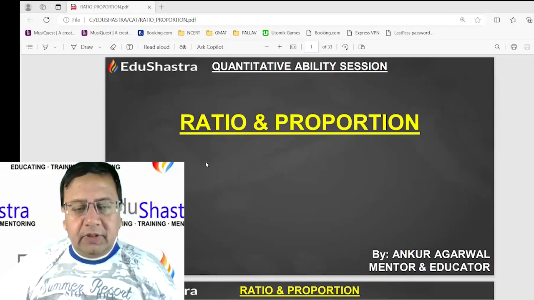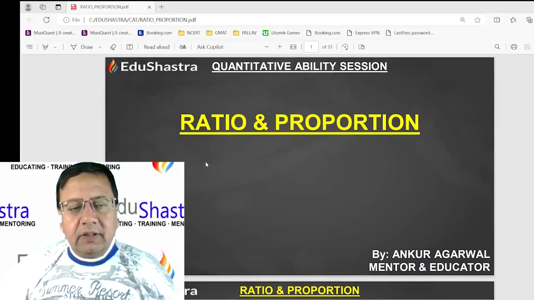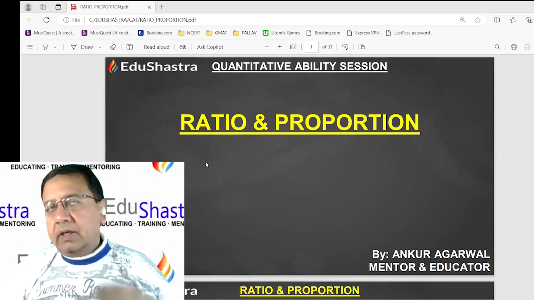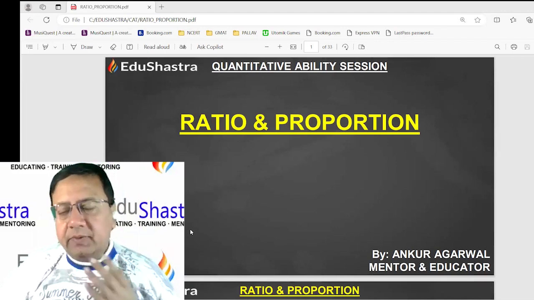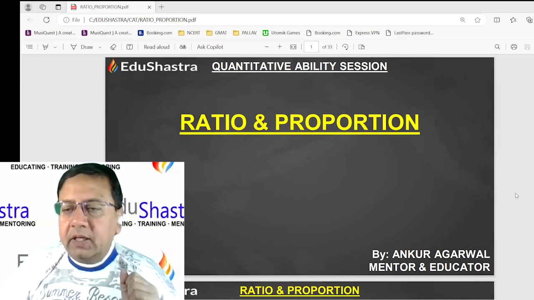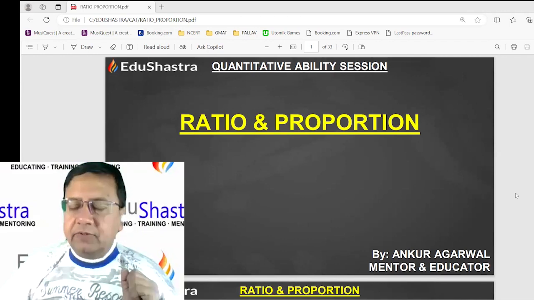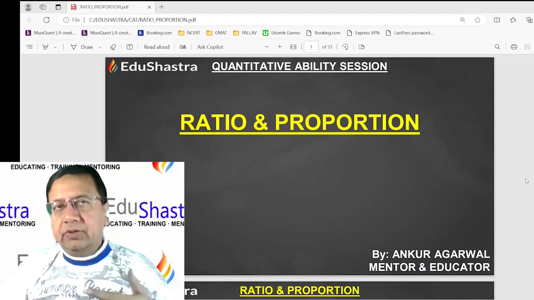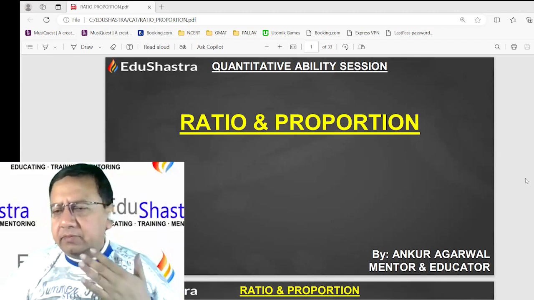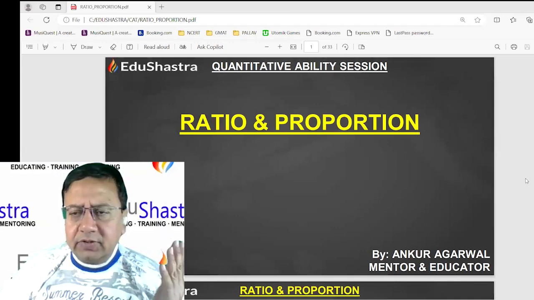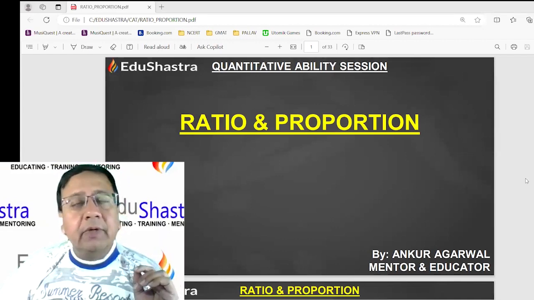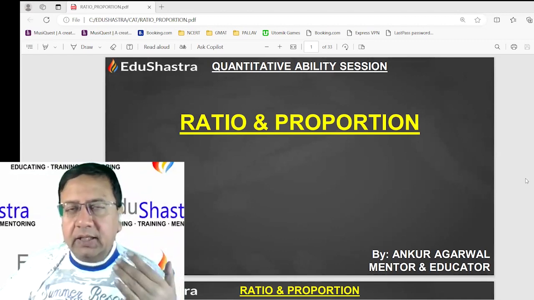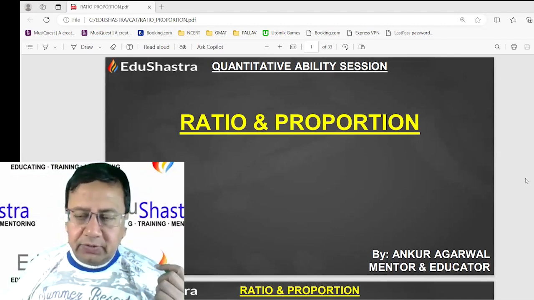Now we are moving with this new topic, which is called ratio and proportions. This is again one very important chapter, one very important topic from the perspective of the quantitative section, as well as for data interpretation, data insight, and all those different sections which have diagrammatic questions based on bar graphs, pie charts, and different diagram-represented questions.